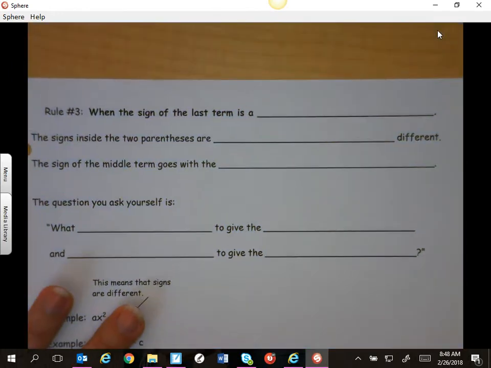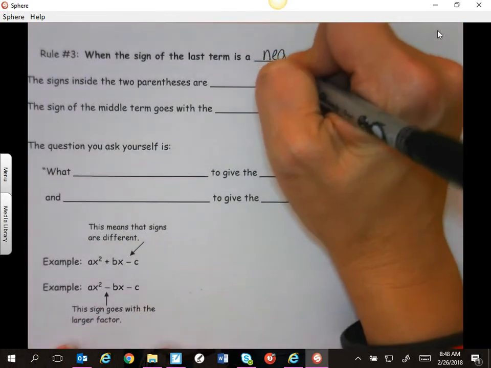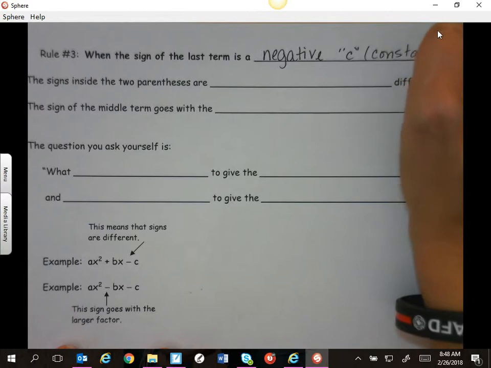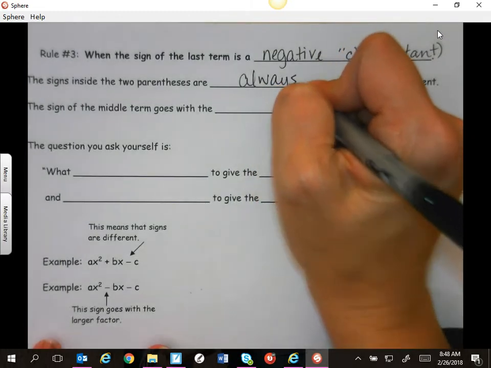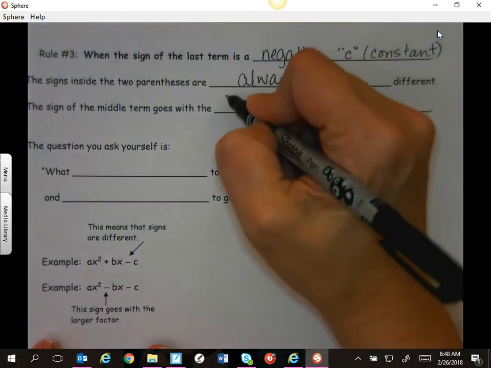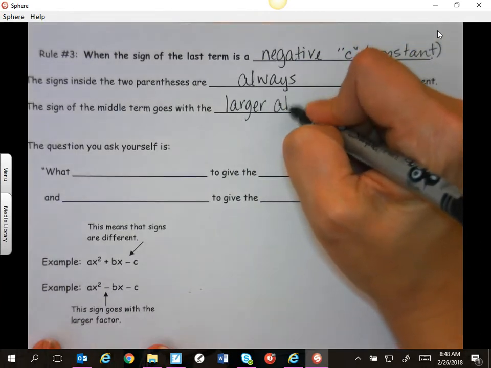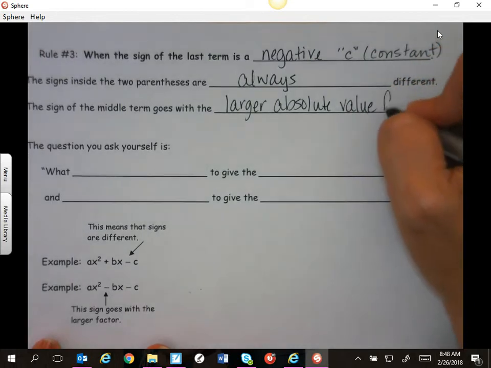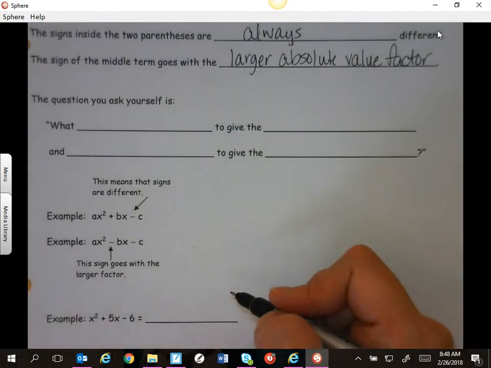On the back, rule number 3 says, okay, what happens when the sign of the last term is negative? So what if that c, or that constant, is negative? Well, then that means that the signs inside the two parentheses are always, no matter what the sign of the b, going to be different. The sign of the middle term goes with the larger absolute value, meaning the distance from 0. So we're not going to look at the sign, we're just going to go with the larger factor without the sign.